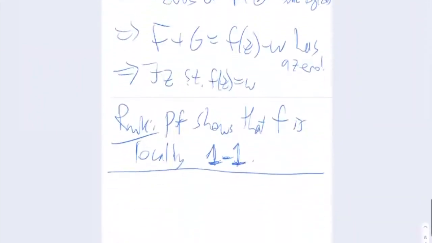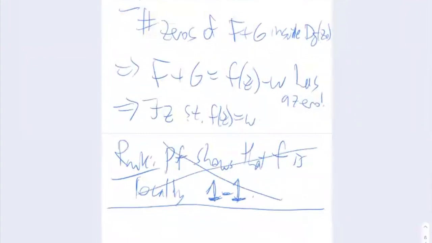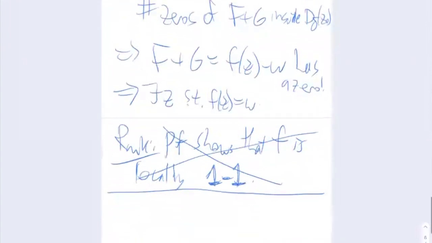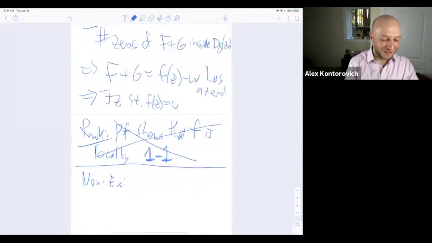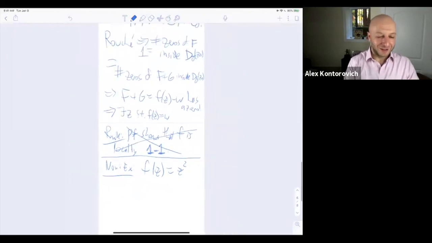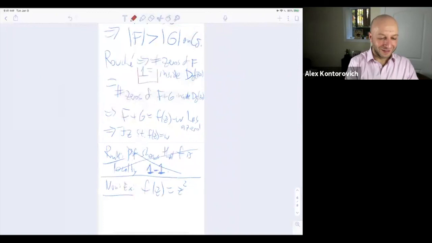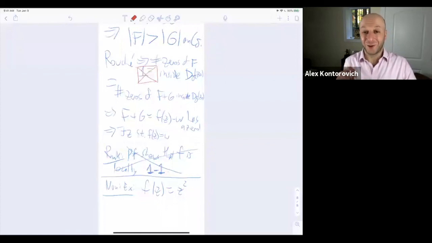So this can't be right. Let me show you what's wrong. Non-example: f of z is z squared. This is what's wrong. I didn't say z0 was a simple 0. If this has multiplicity, this deformation might distinguish what used to be a double 0 and is now two zeros.